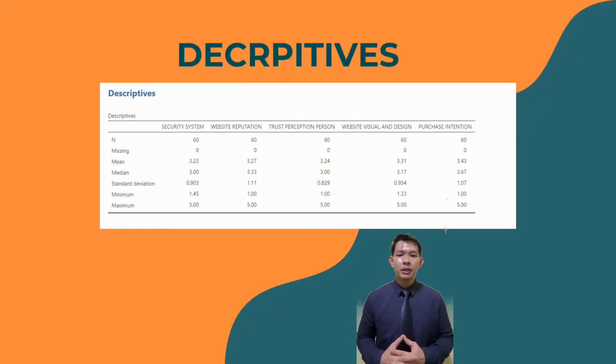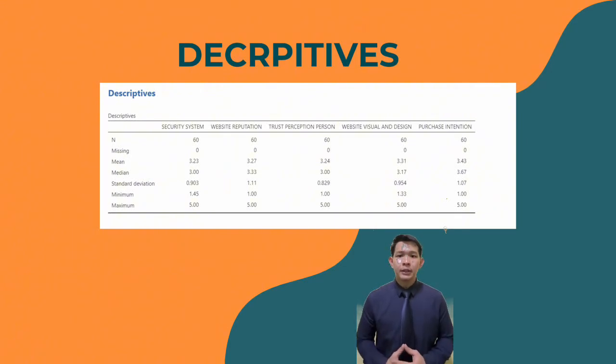Now, I will explain the descriptive statistics result for all variables in the study. Based on the analysis, a total of 60 respondents were involved. The output also shows that there were no missing values for all variables. This means that all responses collected from the respondents were complete and valid to be used for further analysis.